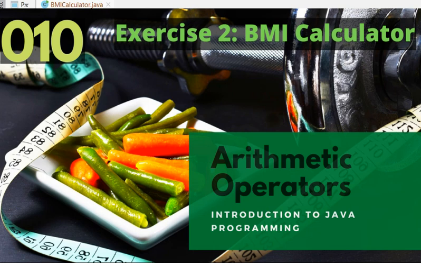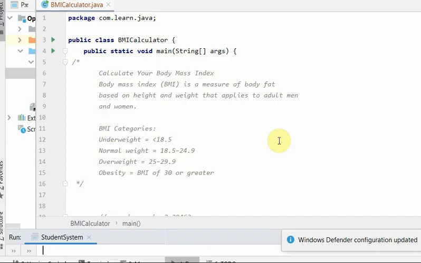In today's episode, we'll look at the arithmetic operators again and try to create a BMI calculator. It's a bit of a complex example, but it uses all those basic arithmetic operators. So what is BMI? It calculates your body mass index, and based on that they adopt different types of food.